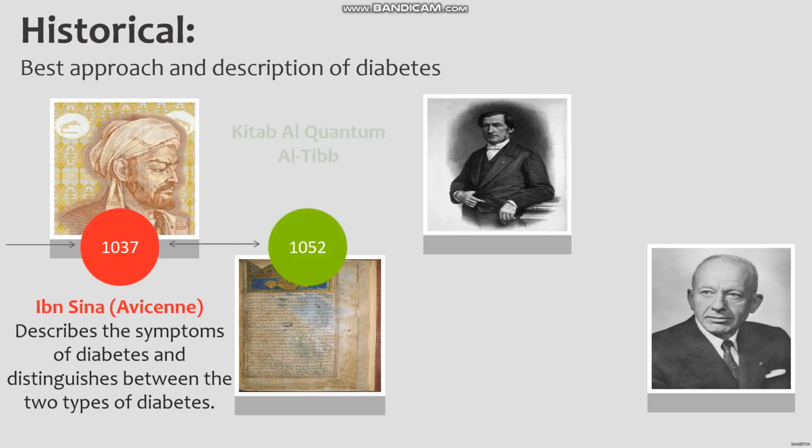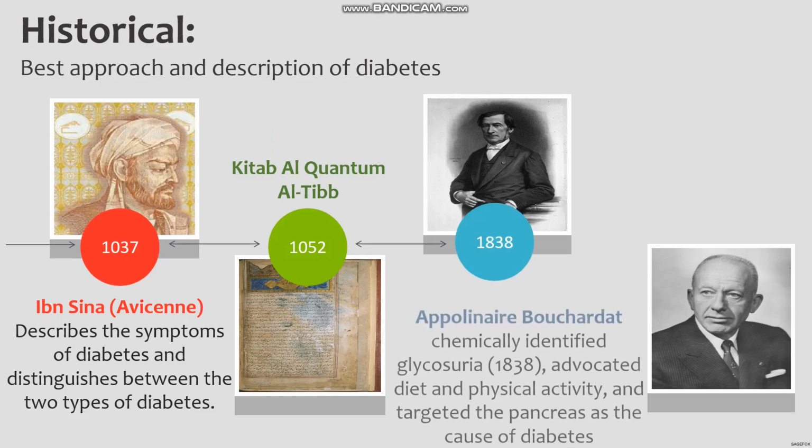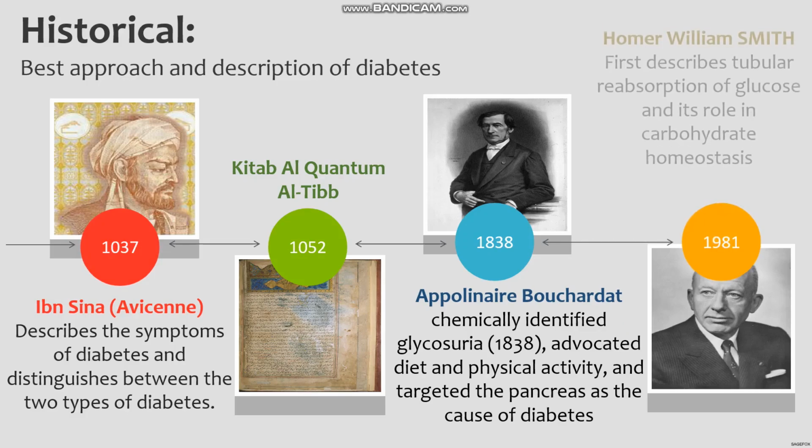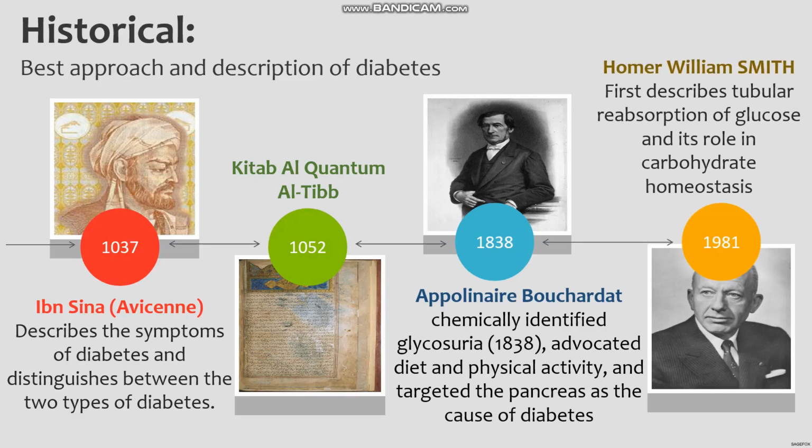In 1052, the medical text Kitab al-Quantum al-Tib was written, contributing further to the understanding of disease processes. Later, in 1838, Apollinaire Bouchardat chemically identified glycosuria, sugar in the urine. He promoted the use of diet and physical activity in managing diabetes, and was among the first to suggest that the pancreas was the root cause of the disease. In 1931, Homer William Smith first described tubular reabsorption of glucose in the kidneys and its role in maintaining carbohydrate homeostasis.